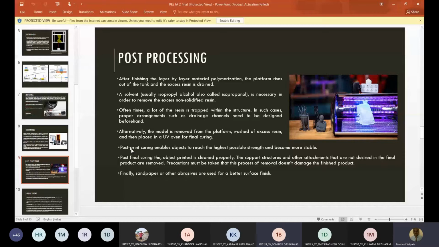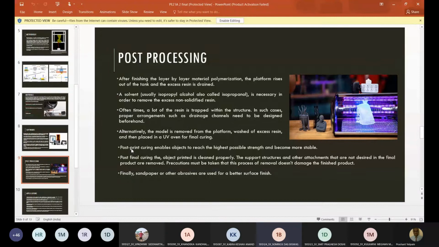So that later, if some sort of light or laser is directed on the finished object, it won't melt easily. That is why this final curing is very important. Otherwise, without final curing, sometimes they may melt down because of coming in contact with a laser or something.